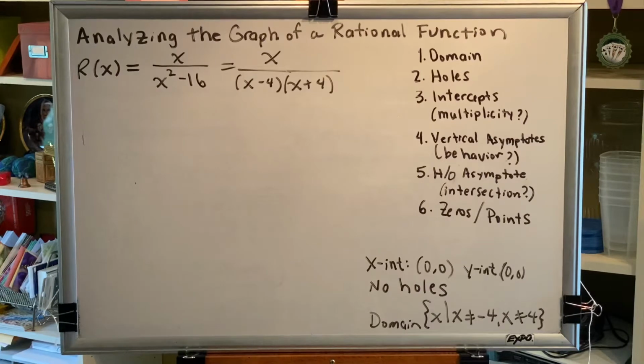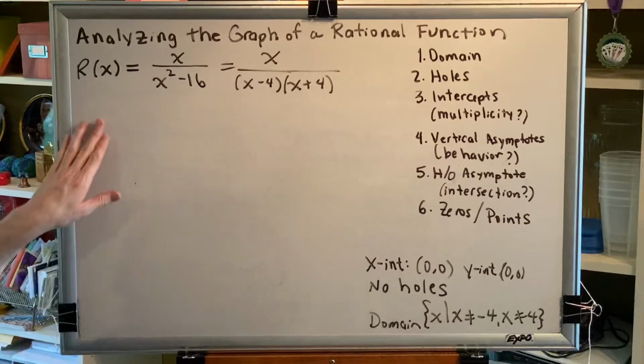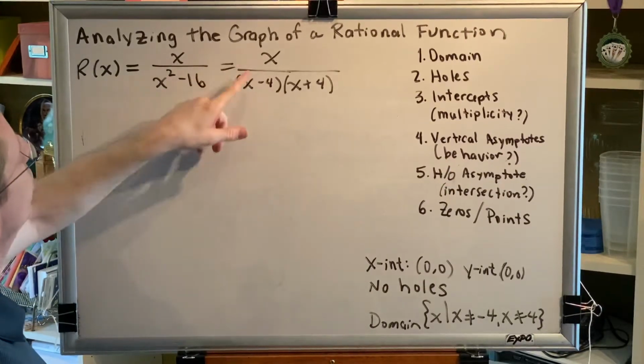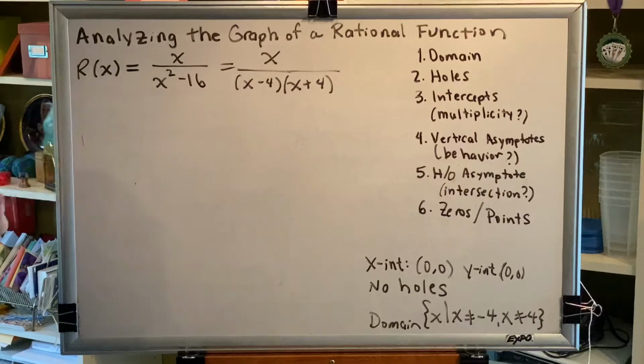Step 4 says, using the reduced r, find the vertical asymptotes. Graph each vertical asymptote using a dashed line. Determine the behavior of the graph of r on either side of each vertical asymptote. Well, in this particular instance, we were not able to reduce our function, so our original r and our reduced r are the same function.